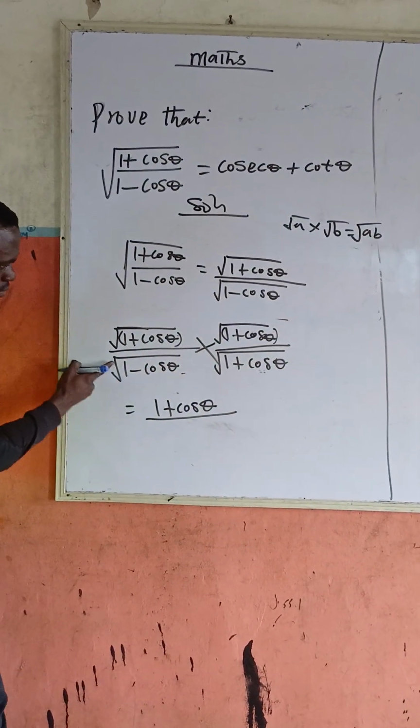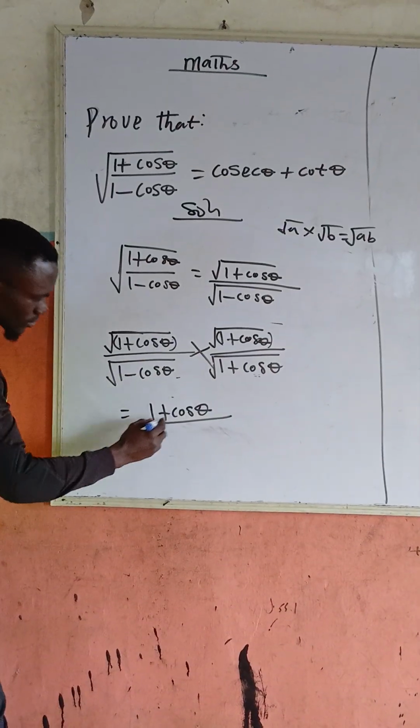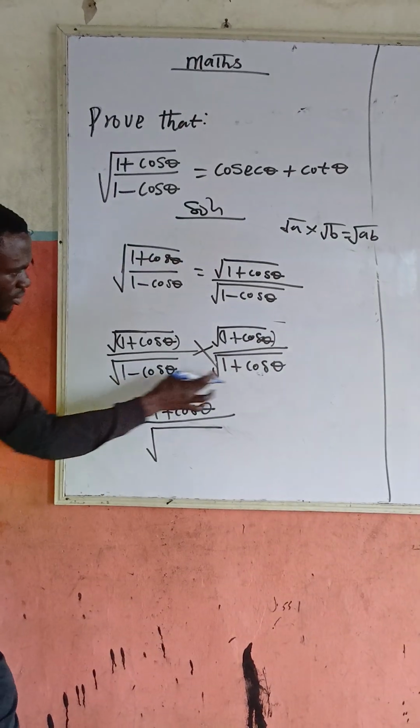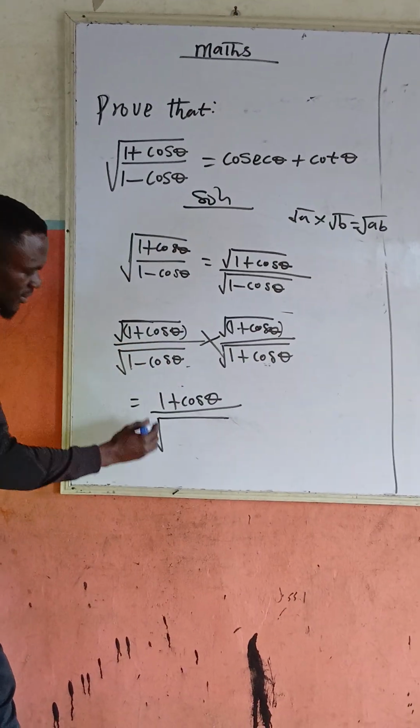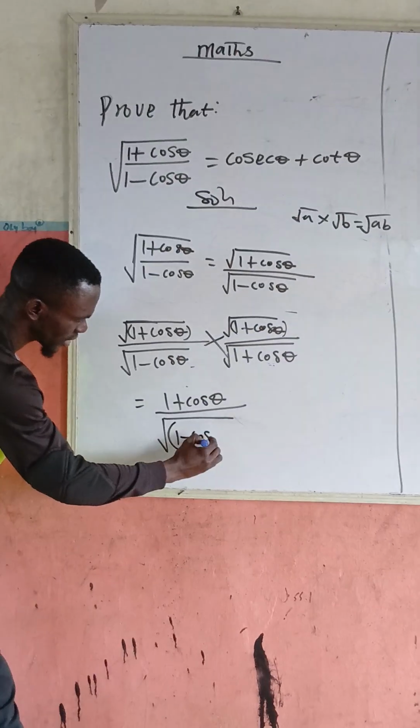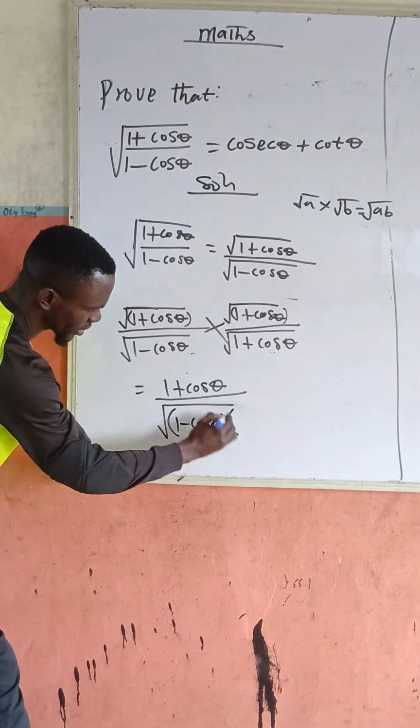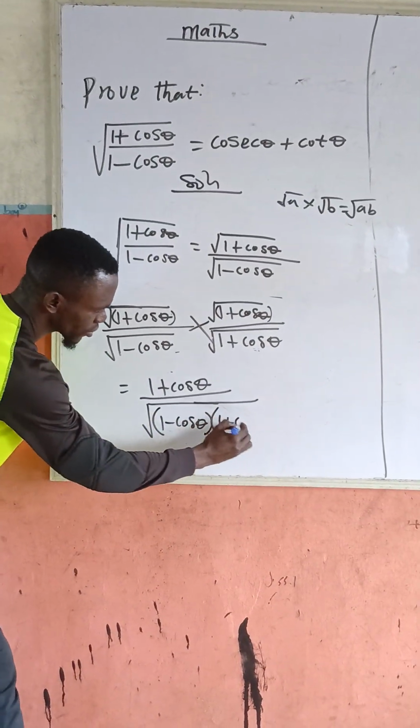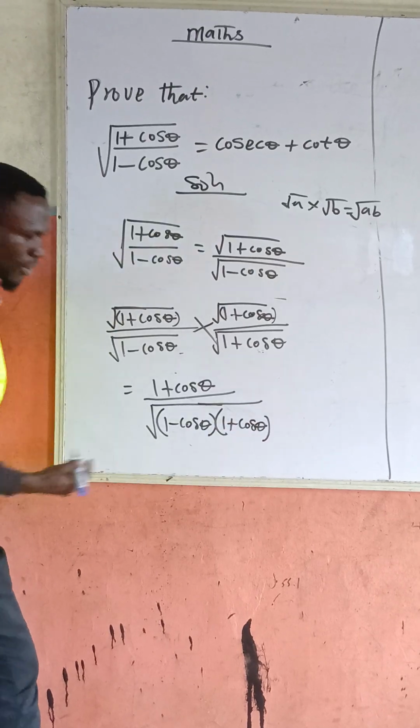So let's go now. Now I'm picking one of this root, then multiply this one together, because they are different, they're not the same thing. That will be 1 minus cos theta, then bracket again, 1 plus cos theta. Can we see that now?